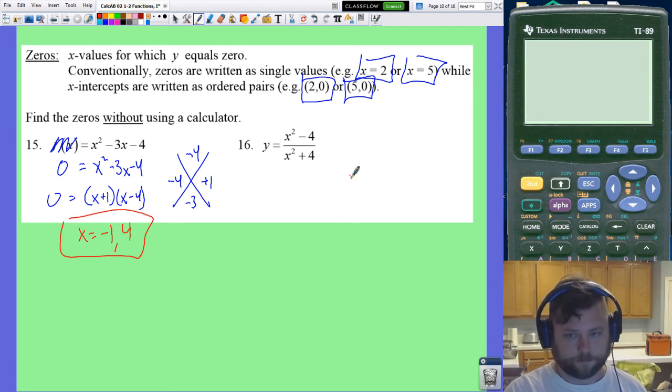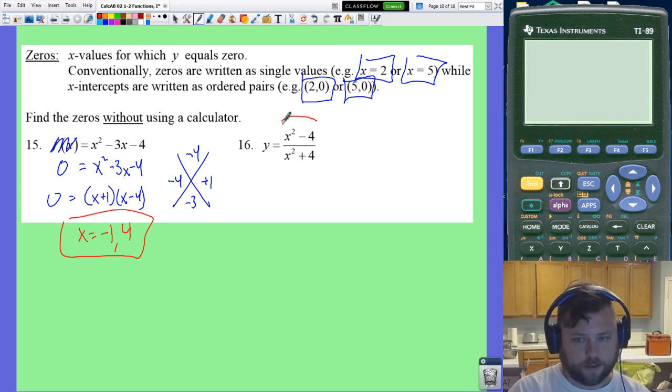Those are your zeros. Now in this one, where are your zeros? Now zeros only happen when you have a fraction when the top of the fraction equals 0, and the bottom also is not 0. So when does the top equal 0?